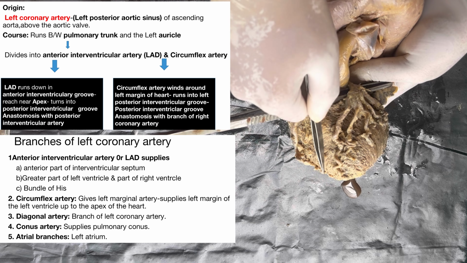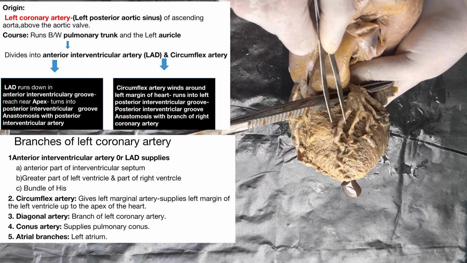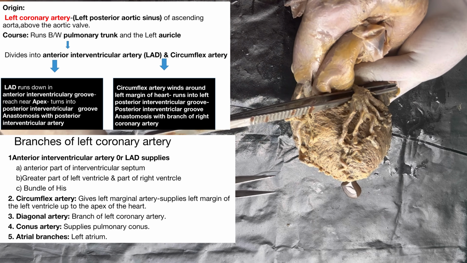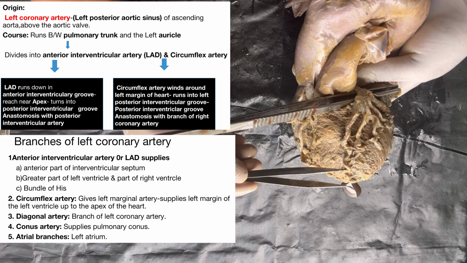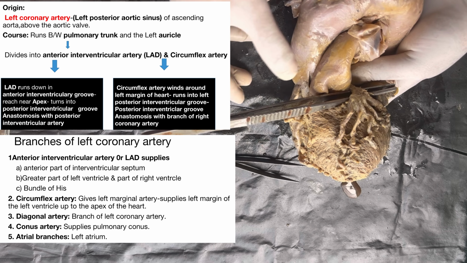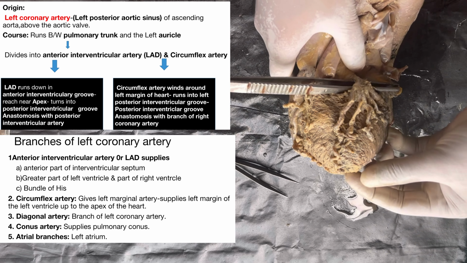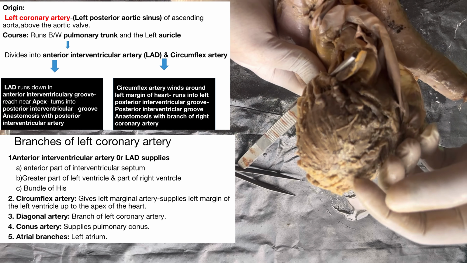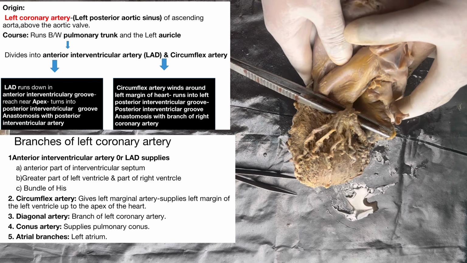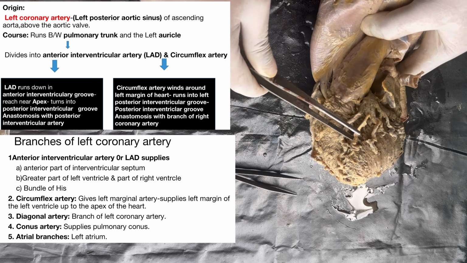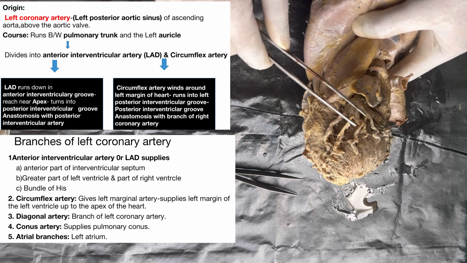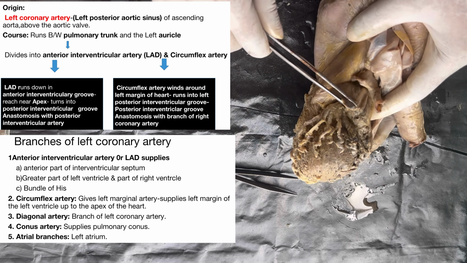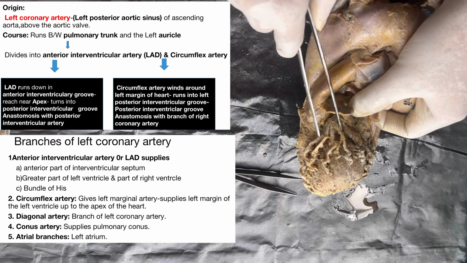This is known as the LAD, the left anterior descending artery, or anterior interventricular artery, which runs into a groove known as the anterior interventricular groove, that is, between the two ventricles. It supplies the anterior part of the interventricular septum, the greater part of the left ventricle, part of the right ventricle, and the bundle of His. It passes through the apex and anastomoses with the posterior interventricular artery, which is a branch of the right coronary artery. Similarly, we have the diagonal artery and the ventricular branches which supply the left ventricle. So these all are the branches of the anterior interventricular artery.